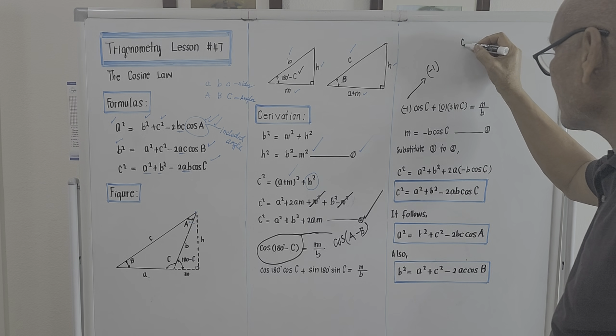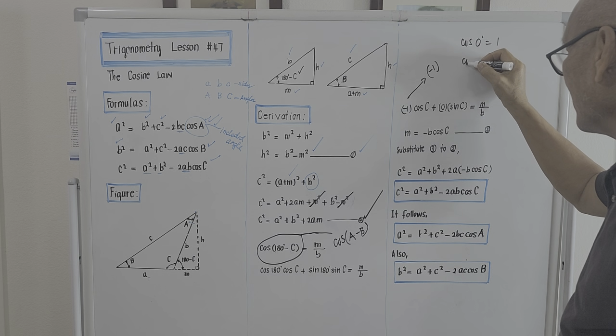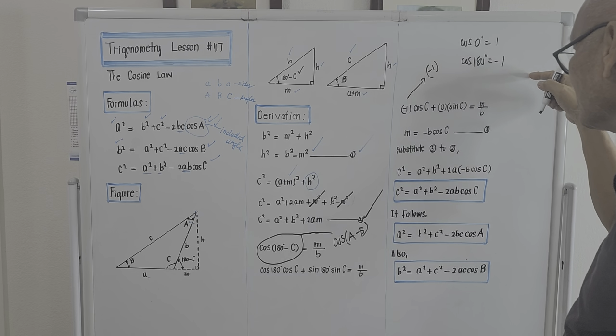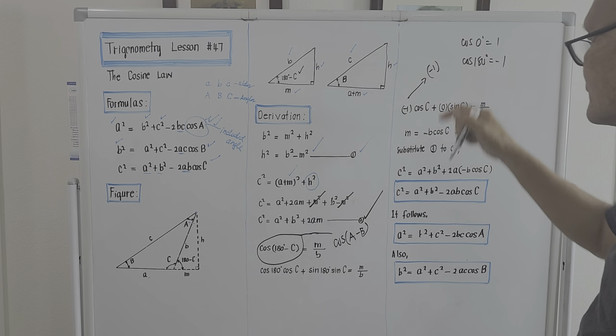Because the cosine of 0 degrees is equal to 1, and cosine of 180 degrees should be equal to minus 1. They are opposite. So this is minus 1 times cosine of angle C.